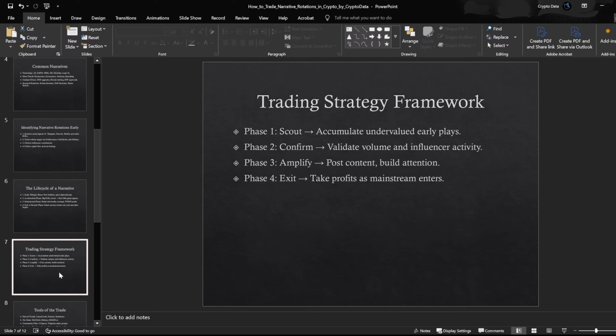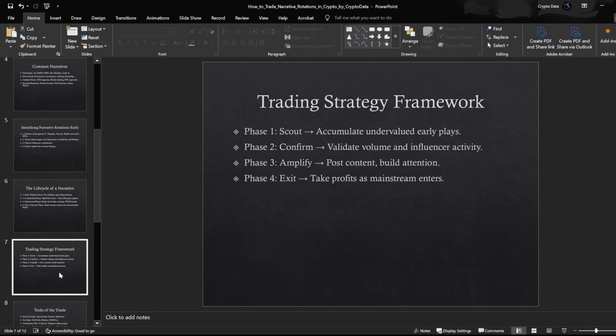Next, phase 3. Amplify. Post the content. Build attention, guys. Be early. That's how you gain eyeballs. That's how you grow your social media accounts. Talk about it now. Hey, I'm seeing this. I'm seeing XYZ. I did all this research, etc. That way, when people start looking for it, your account is the first one they see.